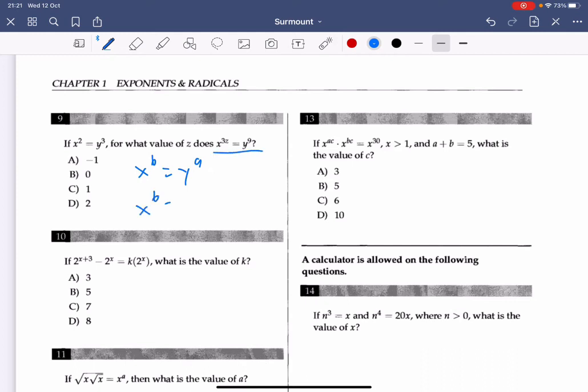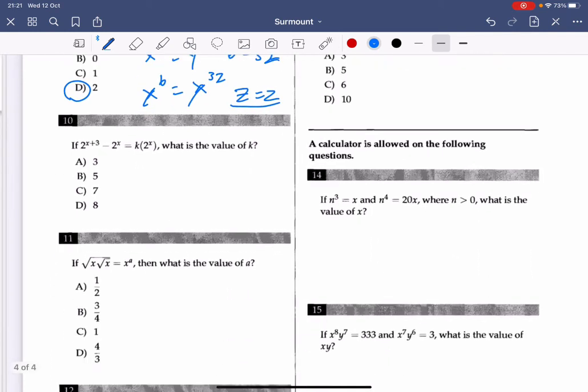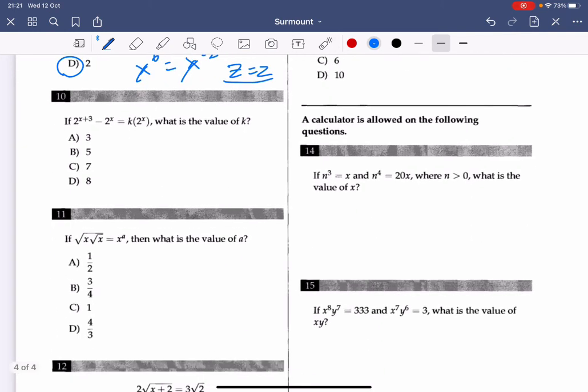So x to the power of z must equal x to the power of 6. And simplifying the base, 6 equals 3z, z will equal 2. So the answer to number 9 is D. So number 10, we got more exponential rules.